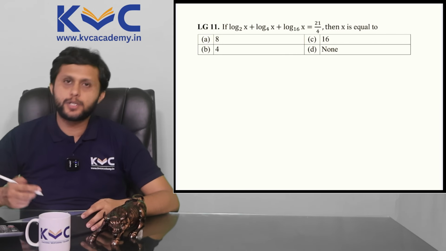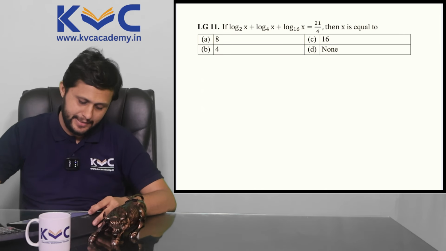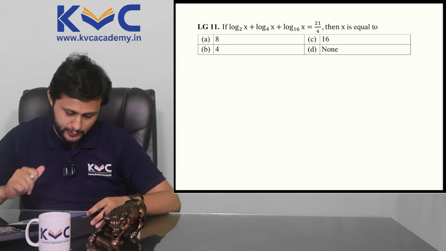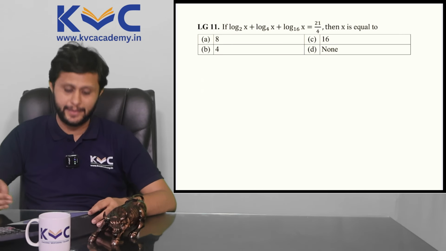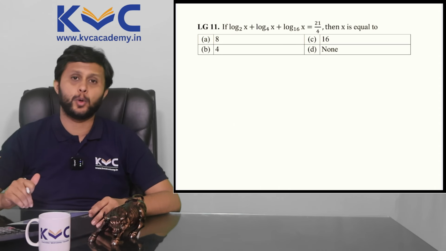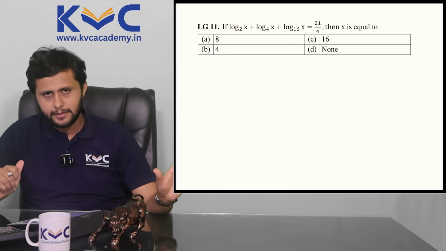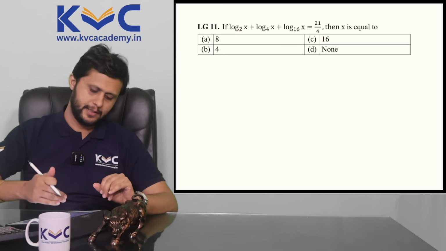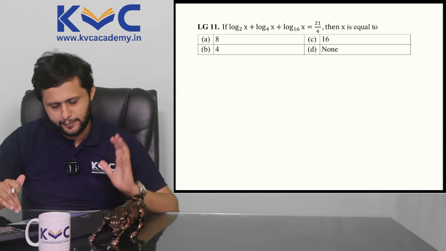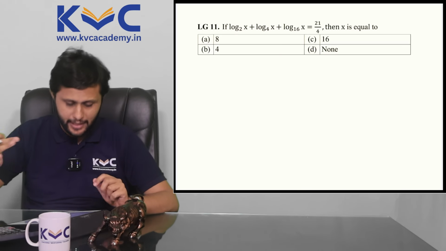Moving on to the next question. If log x to the base 2 plus log x to the base 4 plus log x to the base 16 is equal to 21 by 4. We have to find the value of x. One way to do this is, we'll go for trial and error. Whatever is in the option, we'll put in place of x. See if left hand side is equal to right hand side. If it is, that is the answer. Otherwise, move on to the next option.